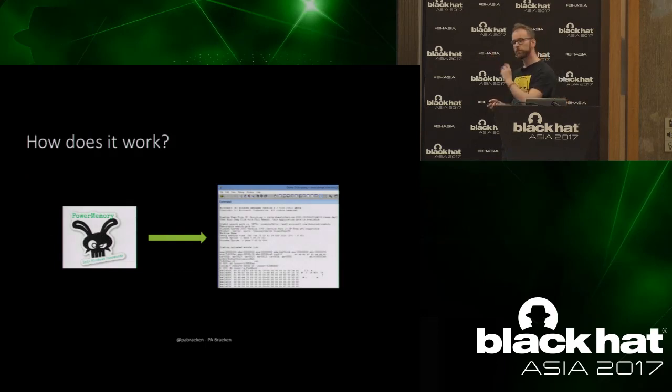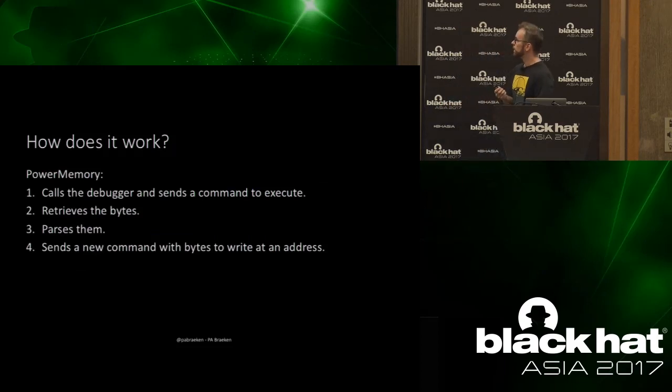So you have PowerMemory, and you have the debugger. Here it's WinDbg, the GUI debugger from Microsoft, but in the tools I use CDB, which is the same thing, but in command line, so you can automate it. How does it work? First, PowerMemory calls the debugger, and it sends a command to execute.